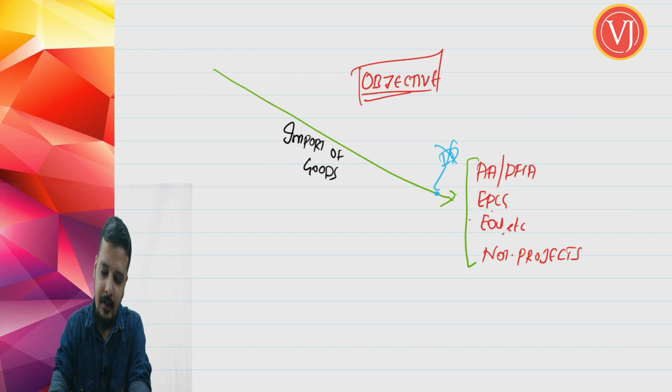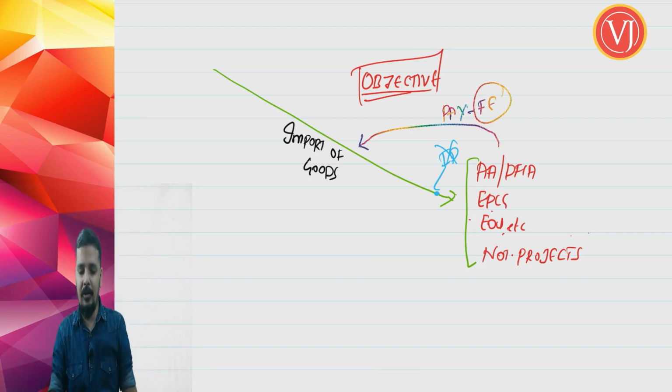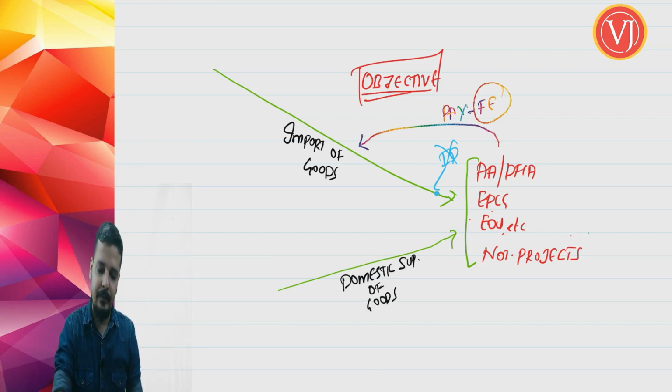But foreign exchange payment would have been there. So payment would have been made to the supplier outside India in foreign exchange. So India is losing foreign exchange. Now, friends, what they are trying to tell is, why not purchase domestic supply of goods? Why not purchase the goods from within India? Initially you are talking about purchase from USA. Now, why not purchase from within India?